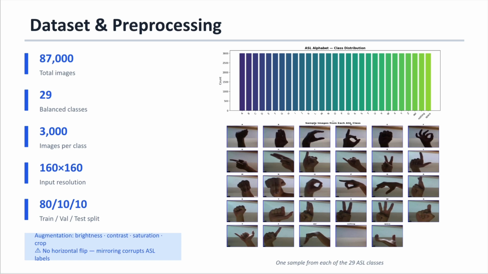Images were resized to 160 by 160 pixels and normalized to the range 0 to 1. During training, we applied 4 augmentations: brightness, contrast, saturation, and random cropping. One important decision we deliberately excluded: horizontal flipping, because mirroring an ASL sign can produce a completely different or invalid gesture that would corrupt our labels.